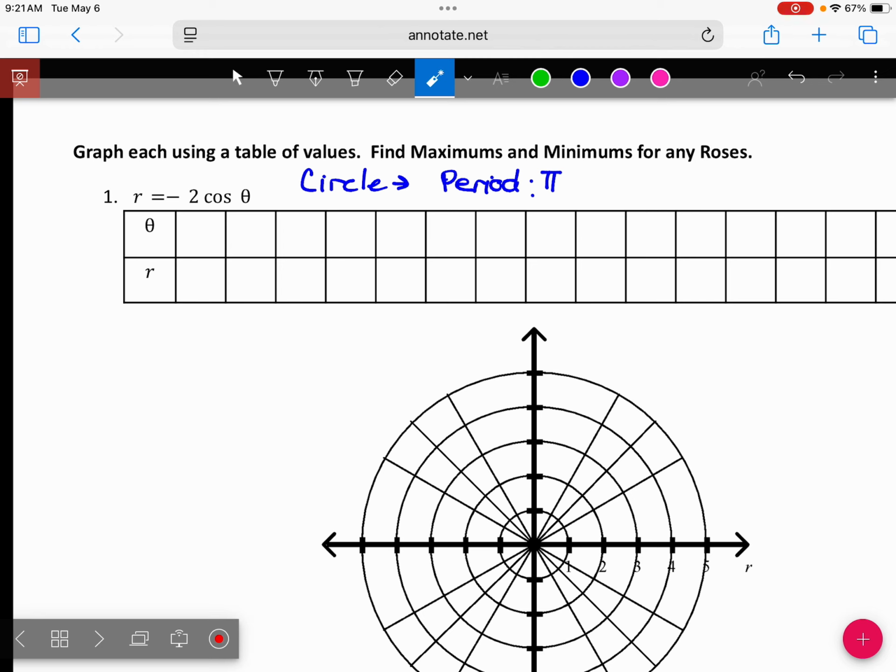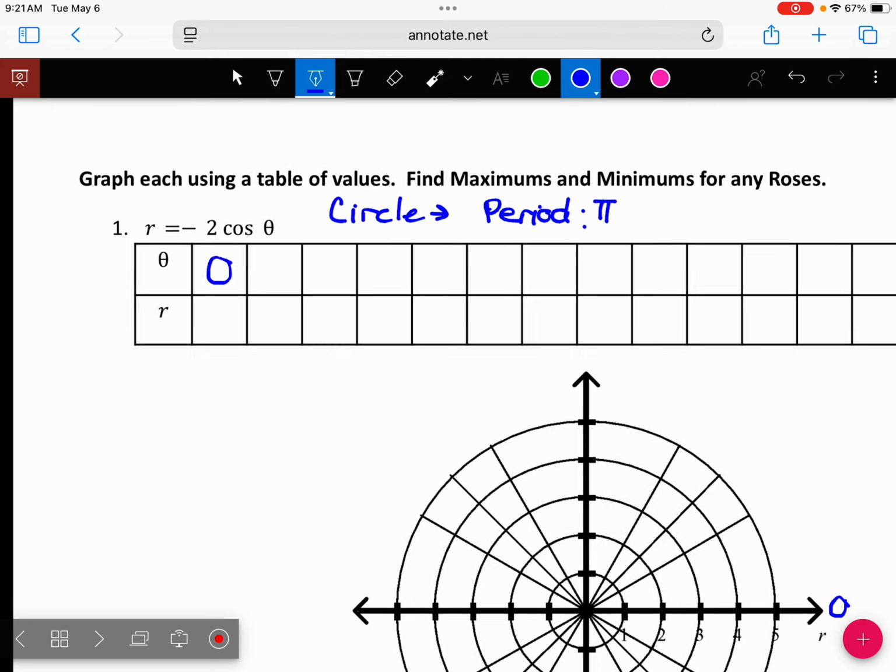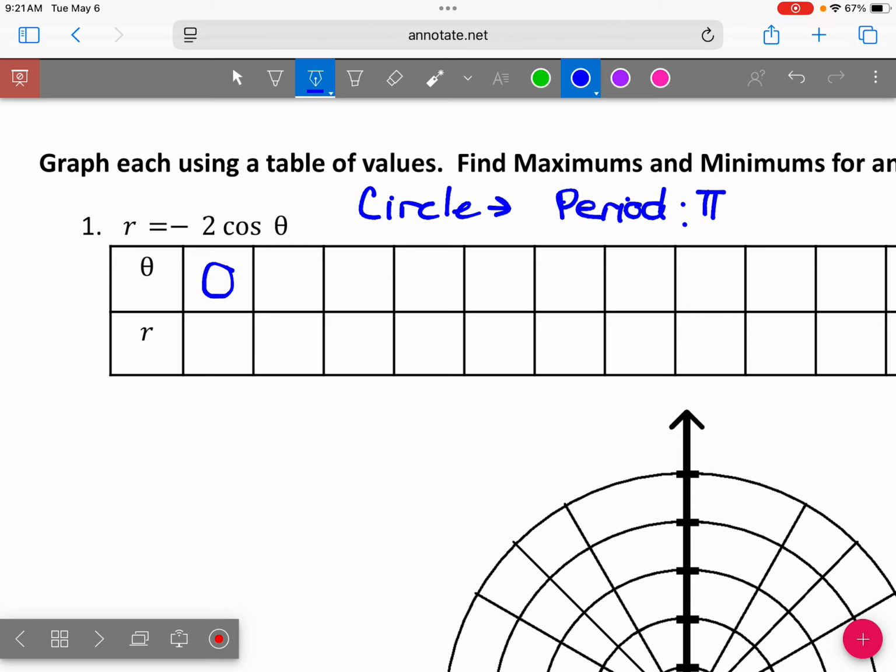Those don't look familiar at all. Yes, they do. Just saying. So we start at 0. Think unit circle. What are our angles as we go around? Pi over 6, pi over 4, pi over 3, 3 pi over 4.